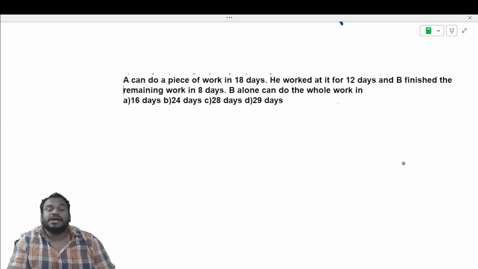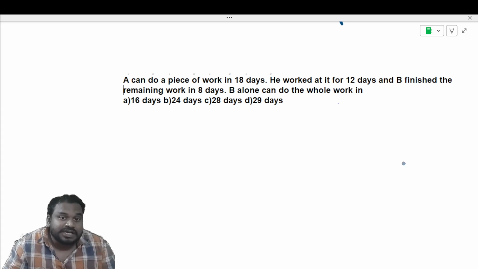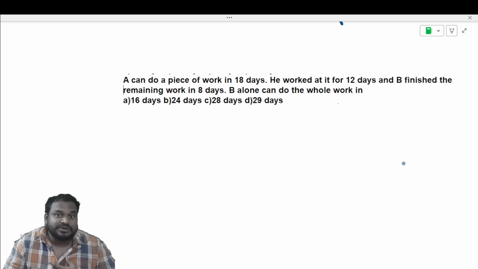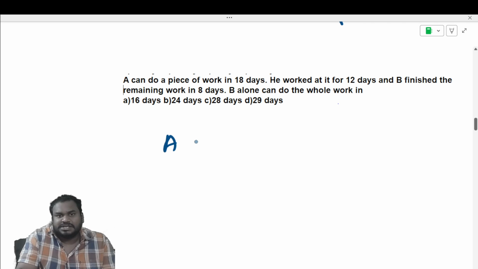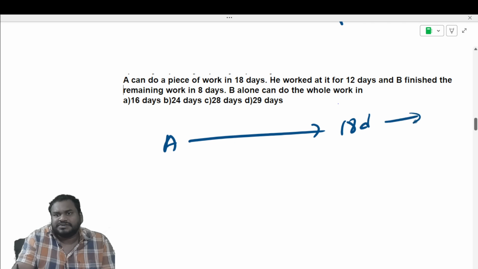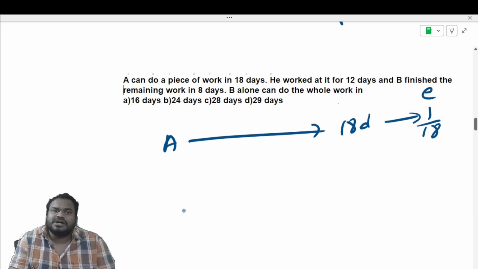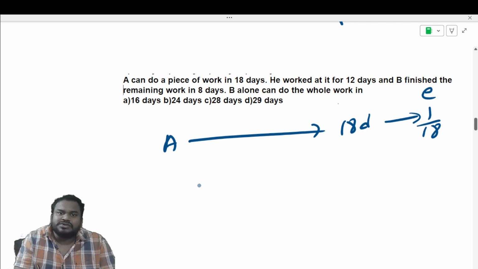Next question. A can do a piece of work in 18 days. He worked at it for 12 days and B finished the remaining work in 8 days. So B alone can do the whole work in? See, person A can finish the total work in 18 days, so his efficiency is 1 by 18. He did not work for 18 days, he worked for 12 days.